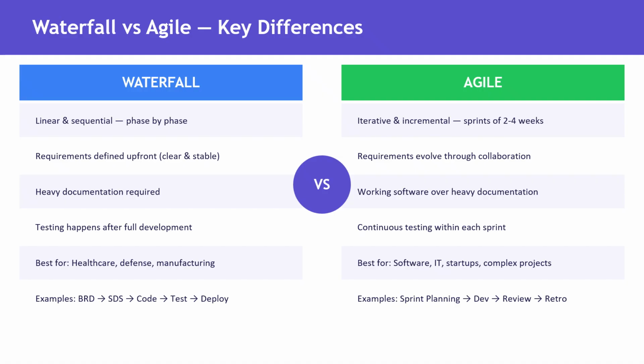And now let's look at Agile. Agile is a modern approach. Instead of doing everything at once, work is divided into small cycles called sprints. Each sprint delivers a working part of the product, and here's the key difference. Requirements can change, feedback is continuous, testing happens throughout. So Waterfall is structured but rigid. Agile is flexible and dynamic.